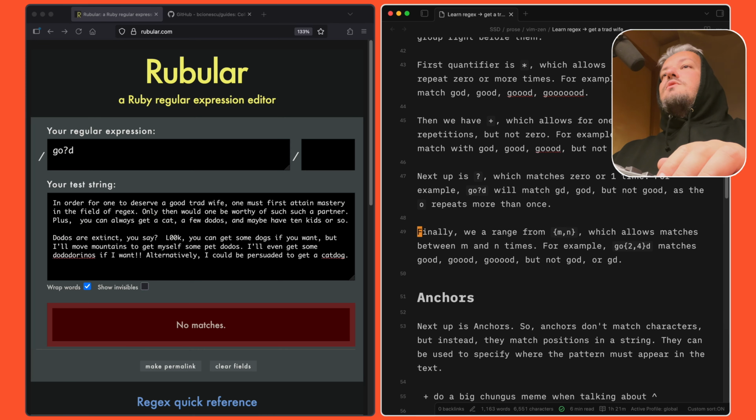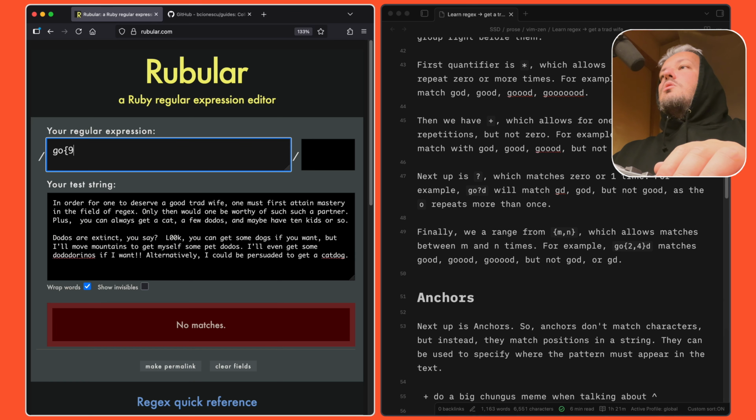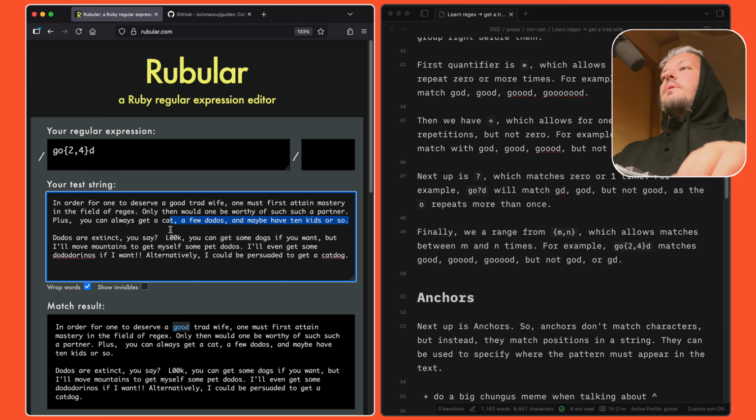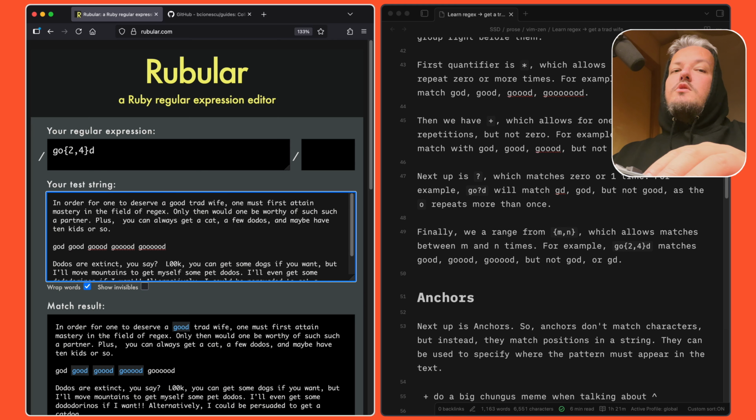Finally, we have a range from m to n, which allows matches between m and n times. So how does that work? You can have g o, let's say from 2 to 4, and then d, right? This will match the following. It won't match god, because we need to have a number of O's between 2 and 4. It will match good, goood, and gooood with 4 O's, but it won't match goooood with 5 O's because we are now outside of the range.